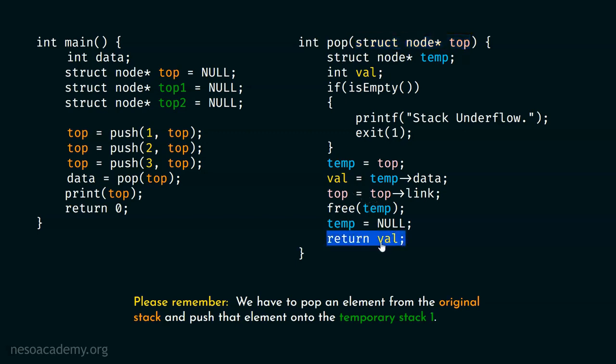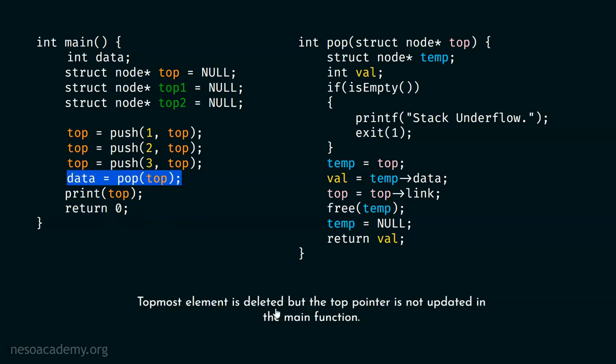After returning the value, we will receive this value over here in this data variable, and definitely we will receive this value, that is 3. The topmost element is deleted but the top pointer is not updated in the main function, isn't that so? We have to update this top pointer also. Now we know the exact problem. This is the same problem which we were facing in the push function, right? It is important to return the top pointer from this function, right?